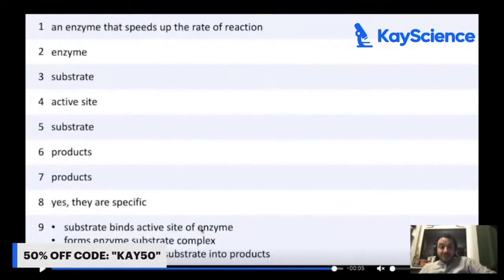Substrate binds the active site of the enzyme. Active site is most likely a mark on the mark scheme, so you must write that. Depends on the mark scheme, forms an enzyme substrate complex, and the enzyme breaks down the substrate into products. So this here would be maybe a 2-mark exam question, 3-mark exam question on foundation, potentially a 2-marker on higher, but the key words here are substrate binds active site and substrate is broken down into products. Those are the key points.